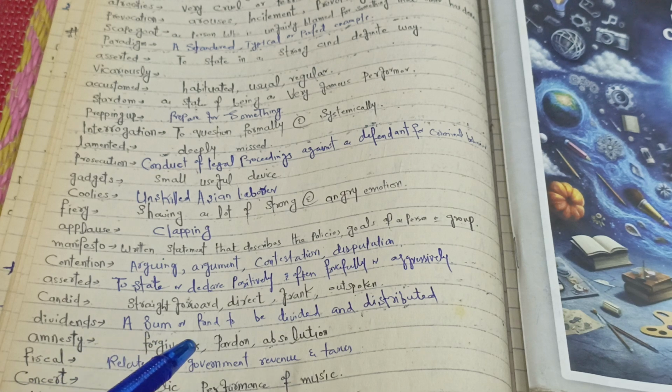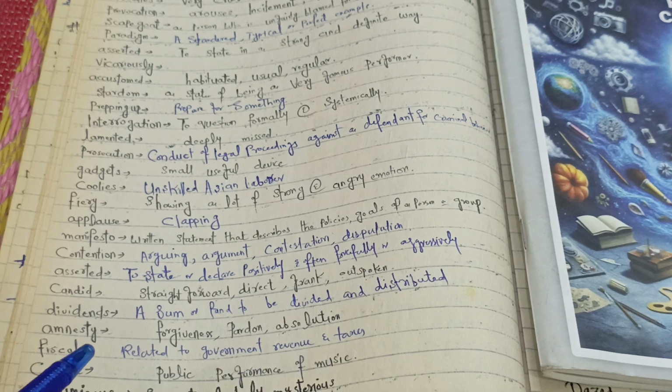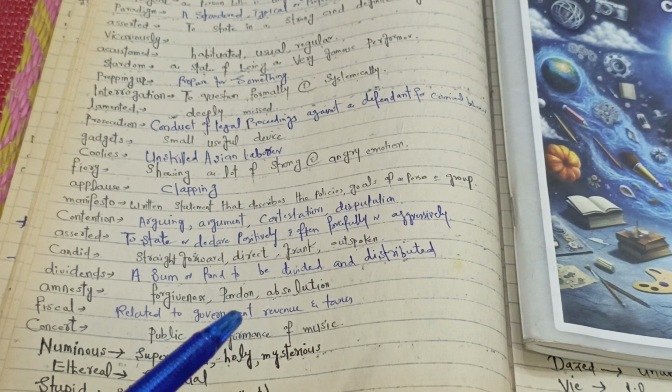Next one, dividends. So a sum or a fund to be divided and distributed. Next one, amnesty. So forgiveness, pardon, absolution. Next one, fiscal. So related to government revenue and taxes. Next one, concert. So public performance of music.